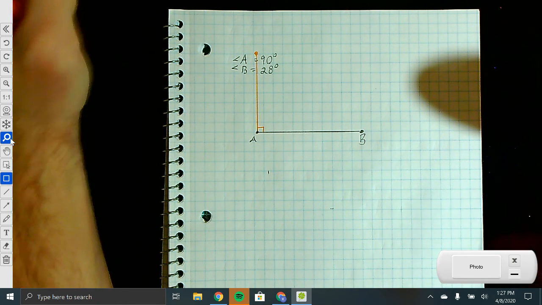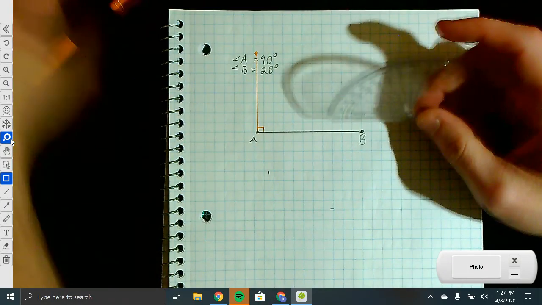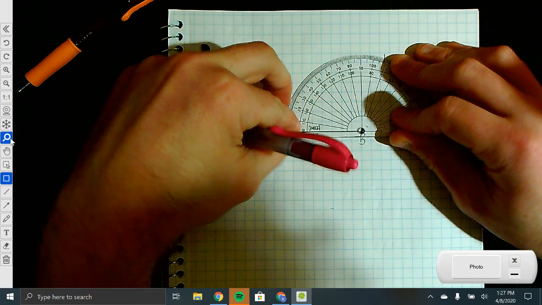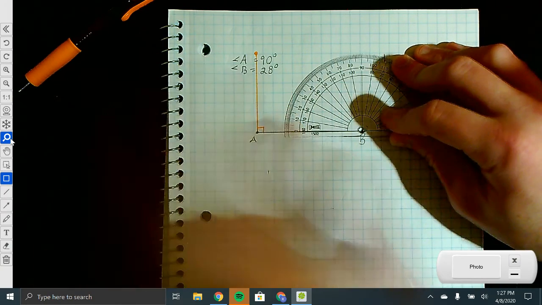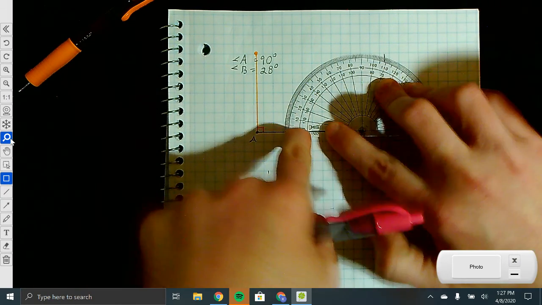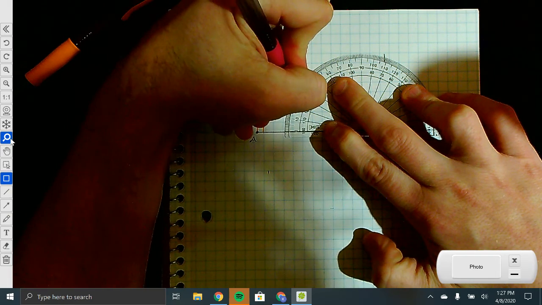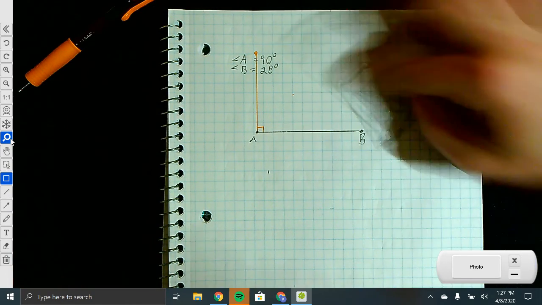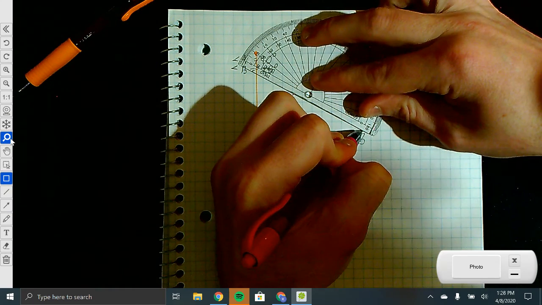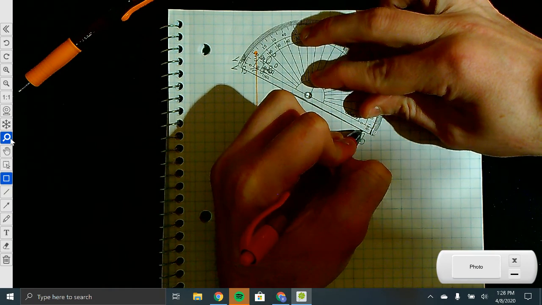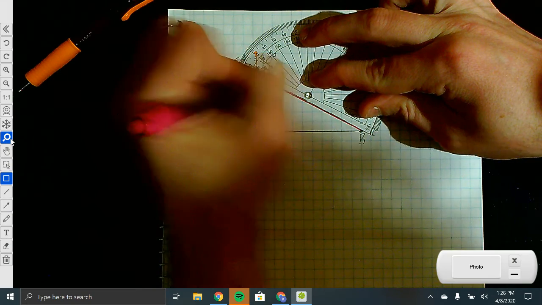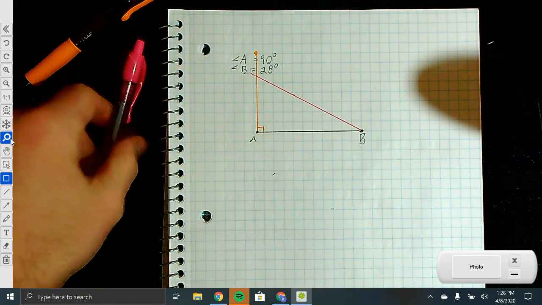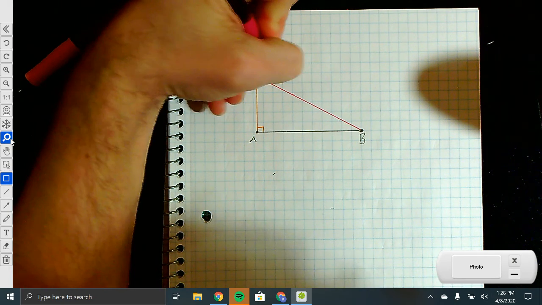Then what I want to do is come over to B. From B, I also want to put my protractor at B, line up the bottom line along AB, and then we want to measure where 28 would be. So 28 would be right about there. Then we come from B, line it up with that mark for 28, and draw in our segment. Where those two lines cross has now created point C.